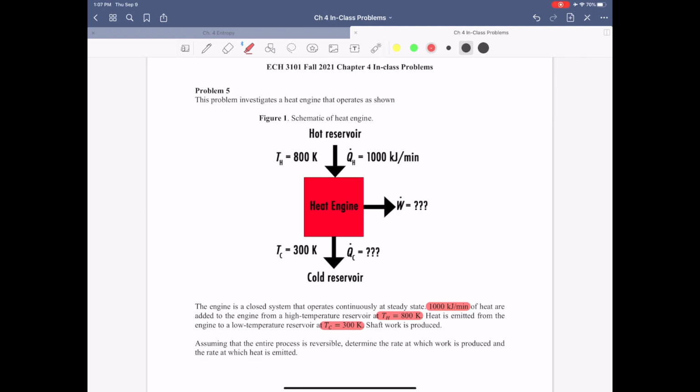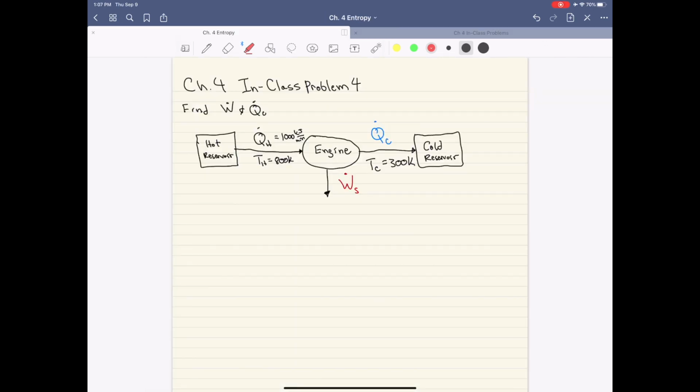Based on this problem text, we could draw a process flow diagram that looks like this, where we have heat from a hot reservoir at a temperature of 800 Kelvin. QH is 1,000 kilojoules per minute. It goes into an engine. The engine produces shaft work, essentially. Not all of the heat that's put into the engine is converted to shaft work. Some of it is deposited to a cold reservoir that's at a temperature of 300 Kelvin.